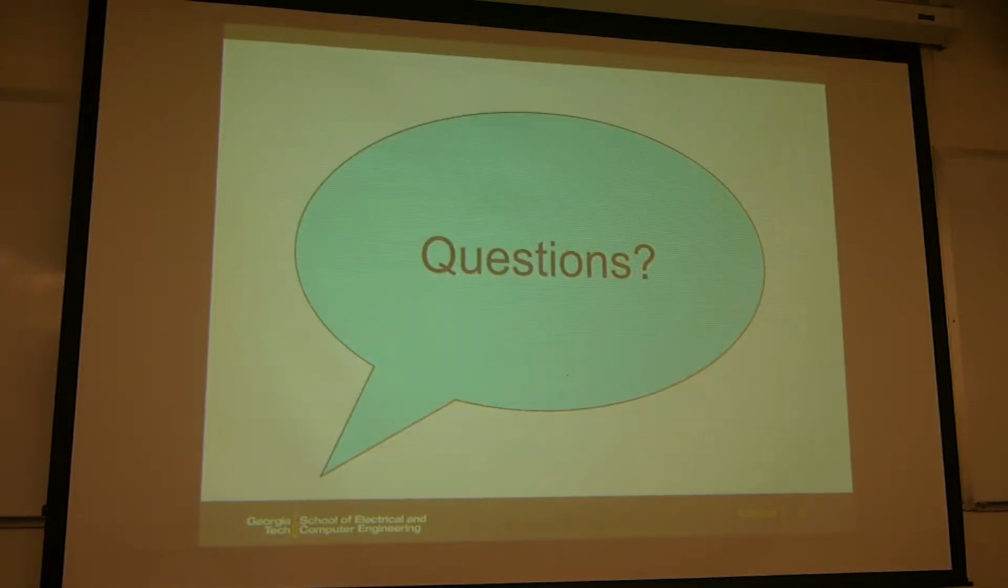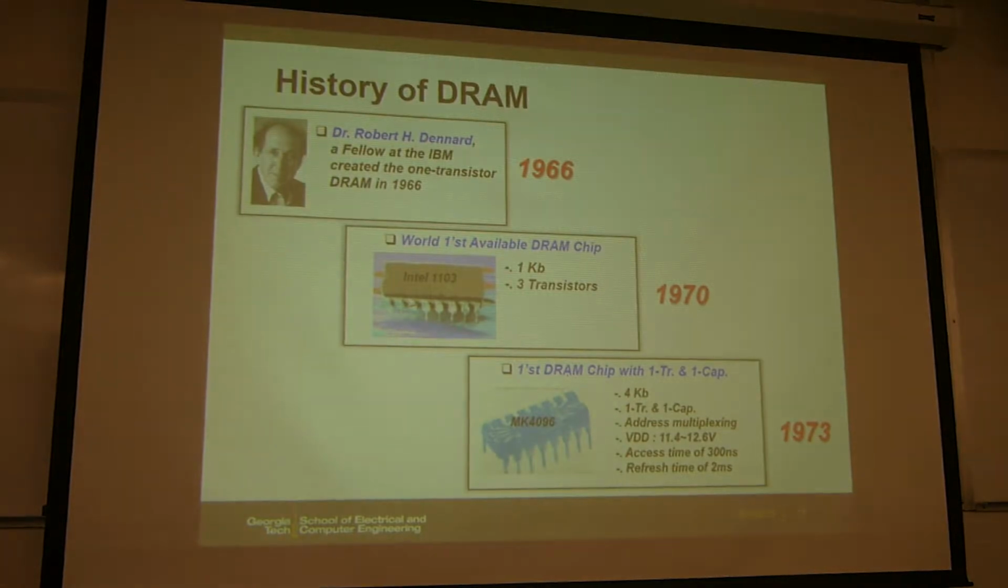DDR, that's the interface. And then let's look at the history of the DRAM. The DRAM concept was proposed by Robert Dennard, an IBM fellow. In 1966, he is also the one who proposed the Dennard scaling rule, and he is a very famous guy. And then in the 1970s, the first DRAM chip with 1T1C was fabricated.